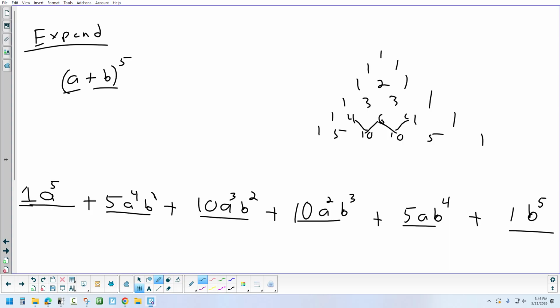So again, it might not seem super easy at first, but it is a lot faster than writing A plus B 5 times and foiling them all together. It's just a pattern, and once you know the pattern, it's relatively quick.